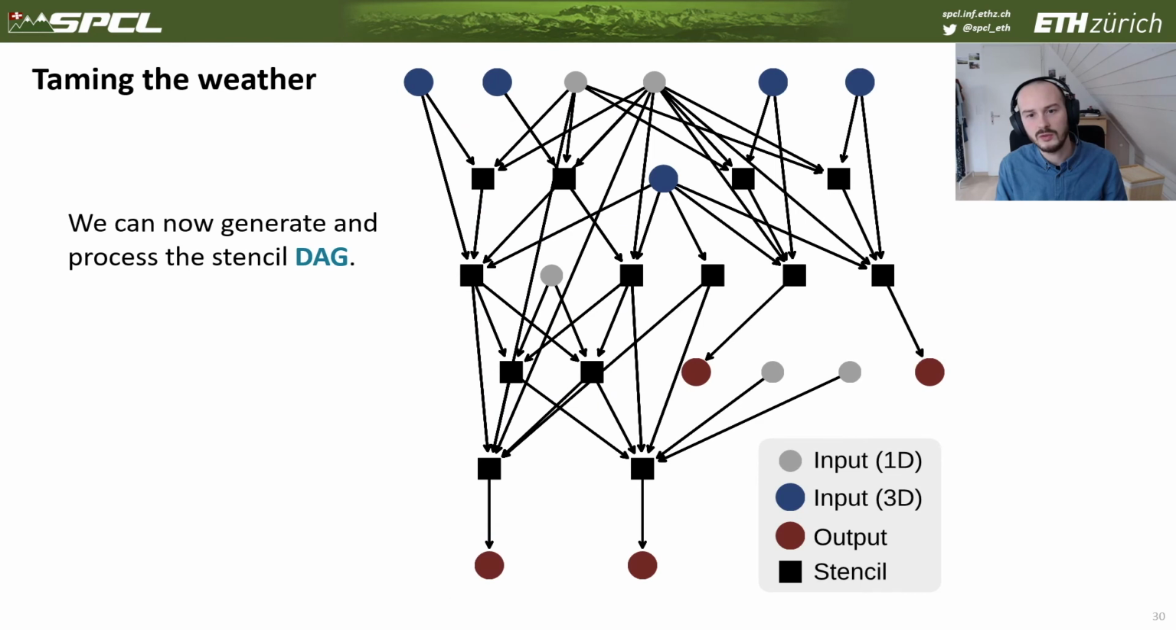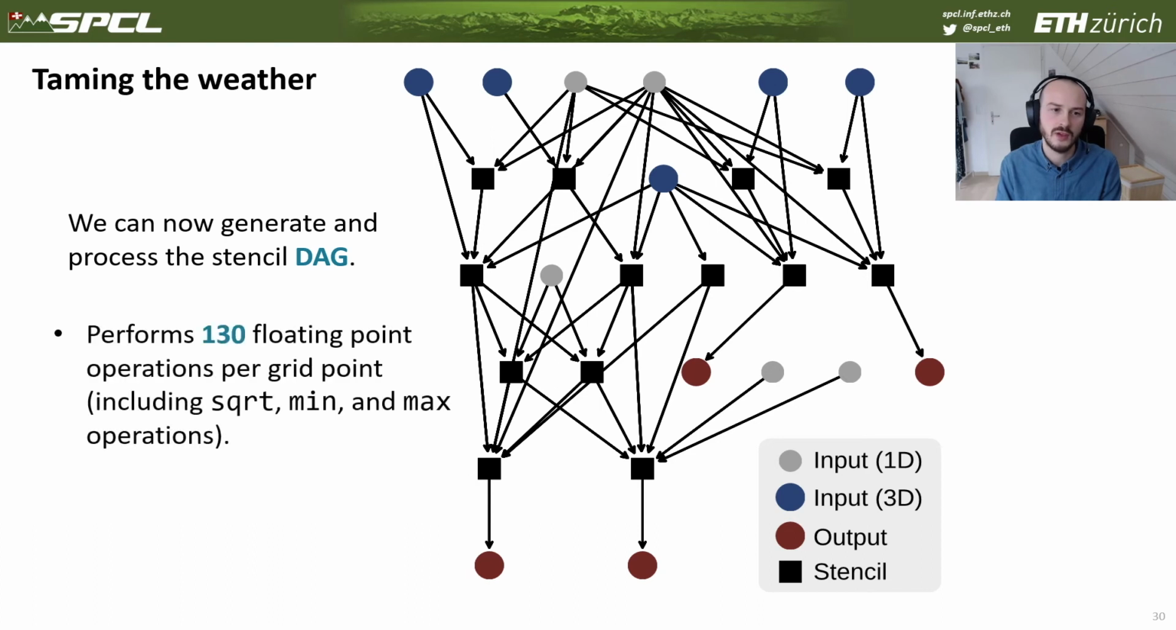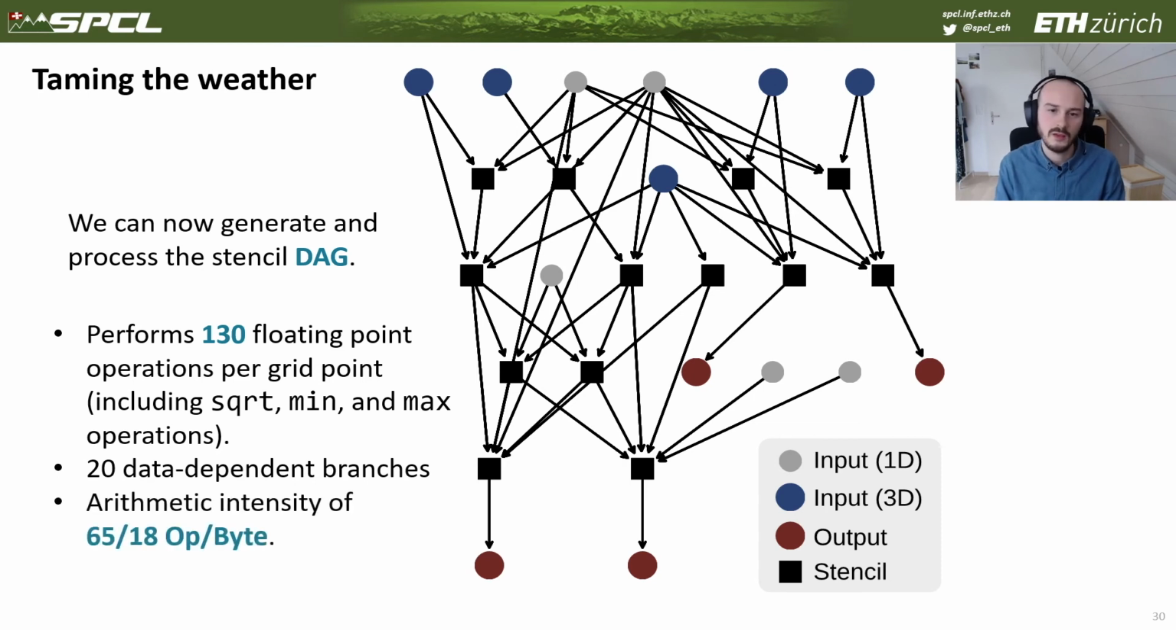Now this we use to generate a DAG. After a few optimization passes, it looks something like this. This graph contains 130 floating point operations per grid point, including complex operations such as square root and min-max operations. It also contains 20 data-dependent branches, so branches that will actually do different operations depending on the value of the inputs, leading to a full arithmetic intensity of 65/18 operations per byte.